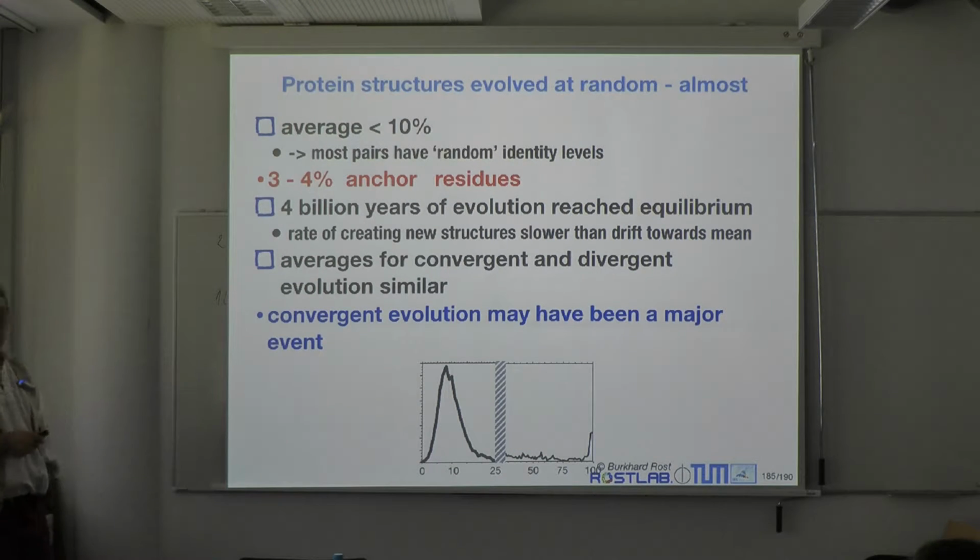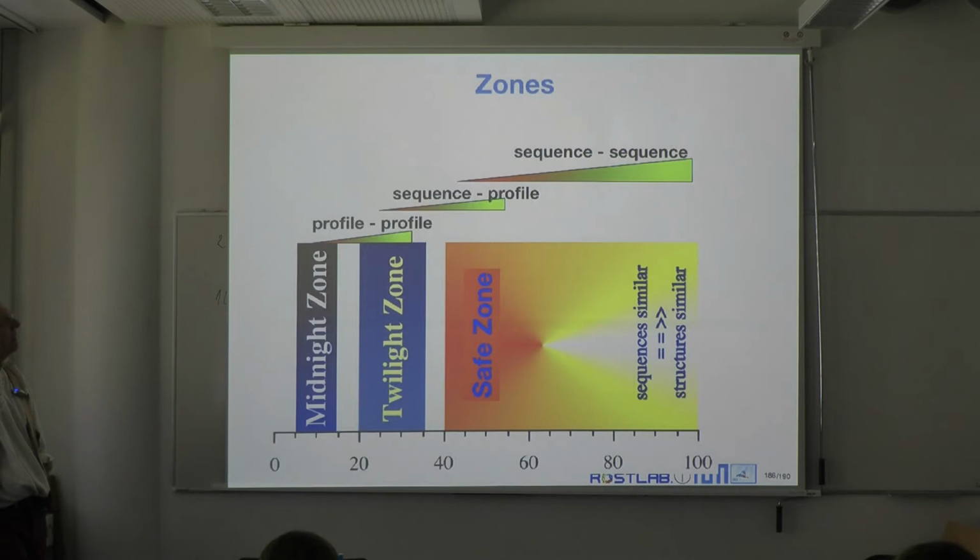Because of these 3 to 4%, let's call them anchor residues, that I have absolutely maintained, some fraction of that will be functional. They will in fact not even be there for structure, but will be important for maintaining function. So there is not much more that I can change. And that supposedly means that we reached an equilibrium, that evolution tried all the possible variation it could. And convergent evolution to a similar structure may have been really an important event. And it actually implies that getting really into the midnight zone is almost impossible.